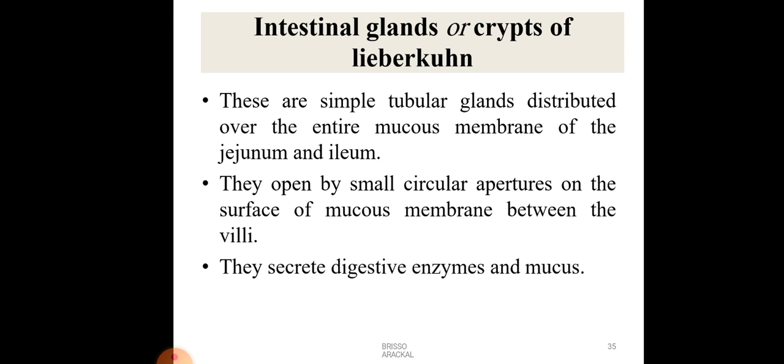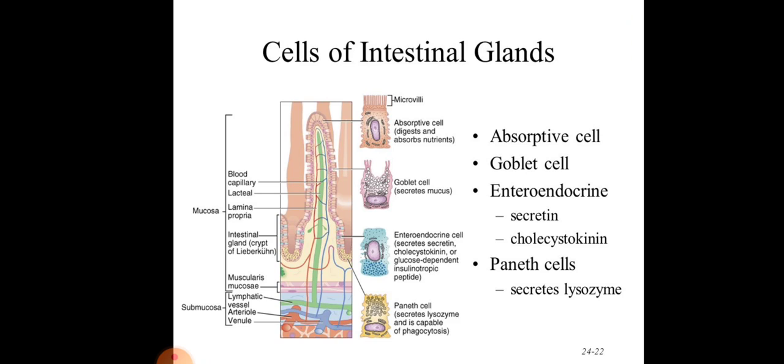They open by small circular apertures on the surface of mucous membrane between the villi. They secrete digestive enzymes and mucus. So here we can see the intestinal gland which is containing different cells like absorptive cells, goblet cells, enteroendocrine cells, and Paneth cells. All have different functions.